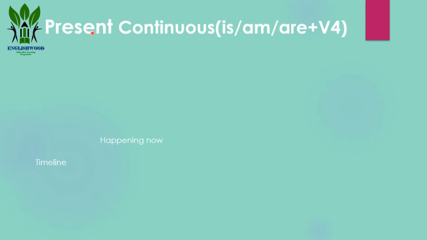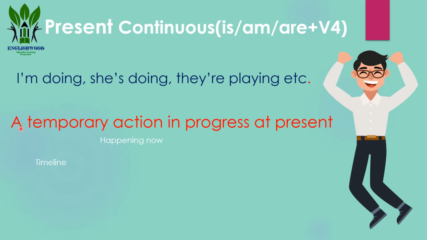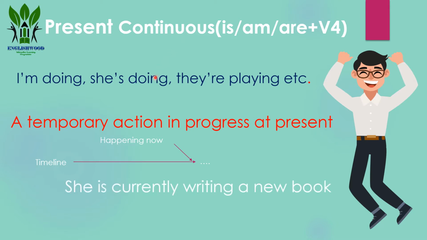And now we're talking about the present continuous tense. Is, am, are plus verb 4 or verb ing, that means I'm doing, she's doing, they are playing, etc. It is used to talk about a temporary action in progress at present. For example, look at the timeline. Now in the timeline we can see something happening now, okay? During this sequence of time, something is happening now, and it is still going on. This kind of action is expressed in the present progressive tense. For example, she's currently writing a new book. Look, the tree is falling down.